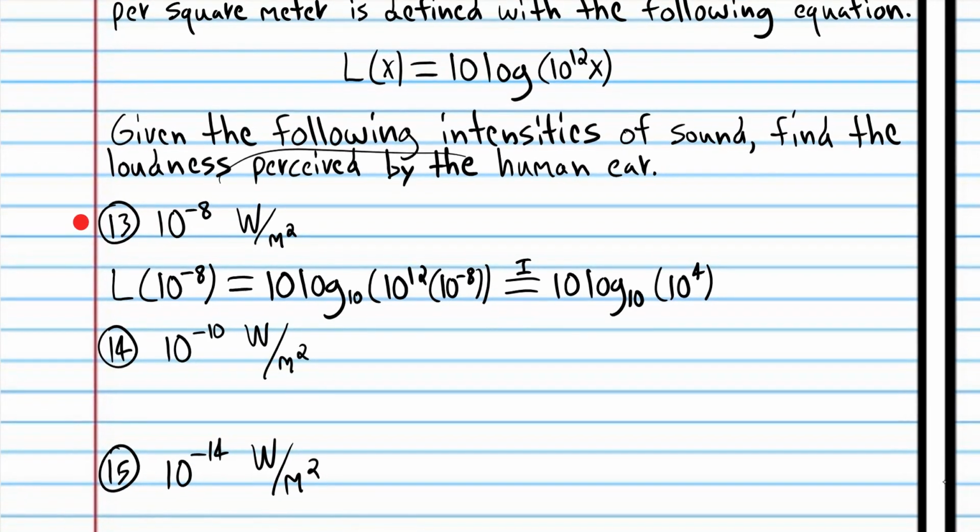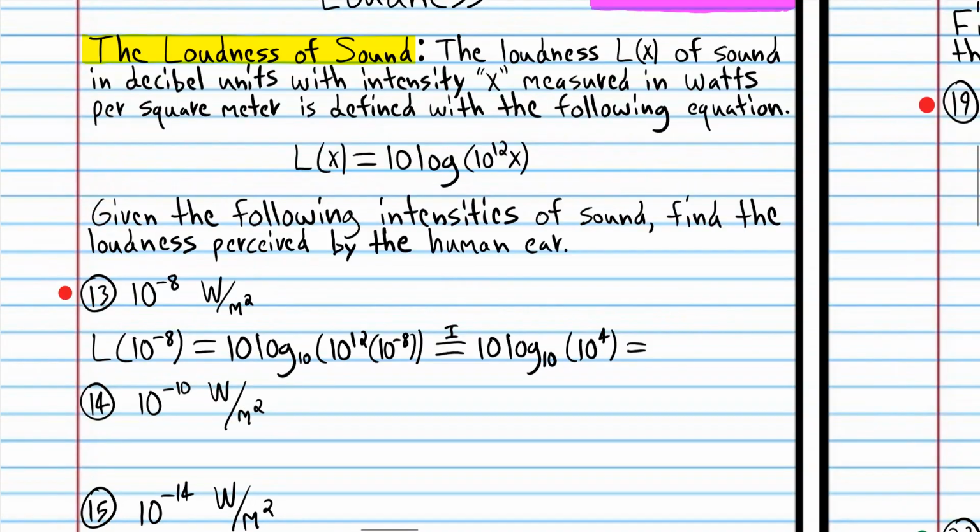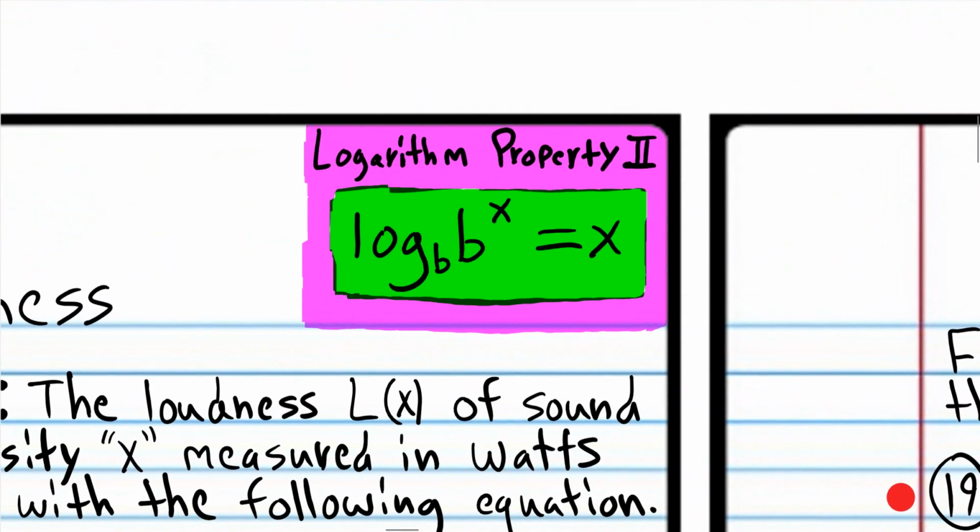So now we need a, well, we could use a calculator, but we actually don't need to use a calculator. And let me show you why. Remember logarithm property 2? If you have an exponential expression inside a log function, and the base of that exponential expression is the same base that you see in the logarithm, then the logarithm is just equal to whatever the exponent is.